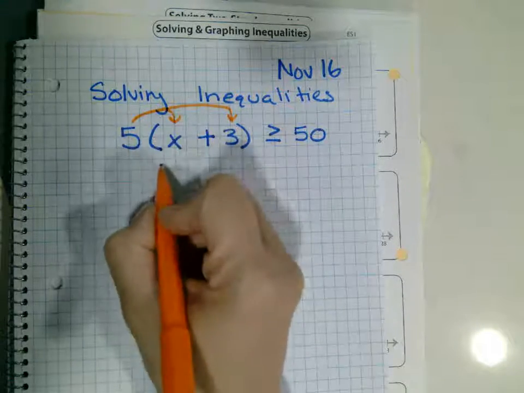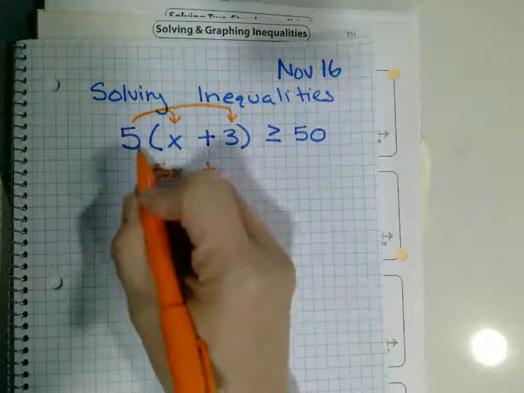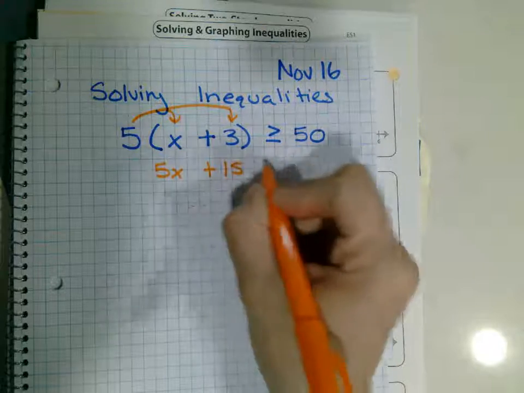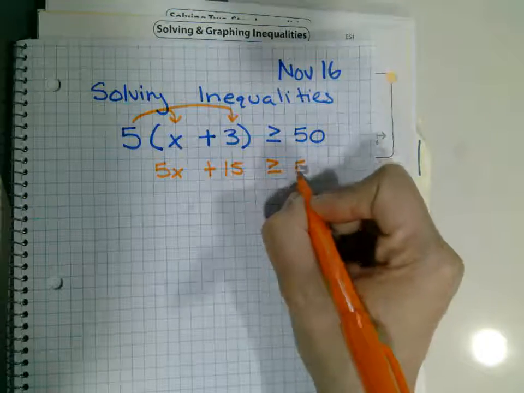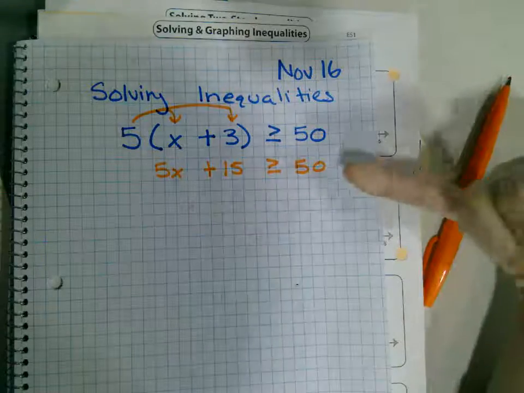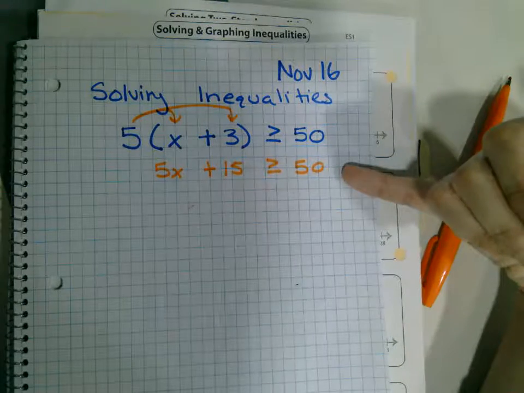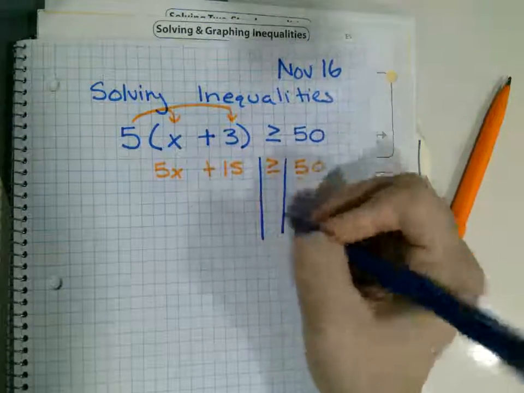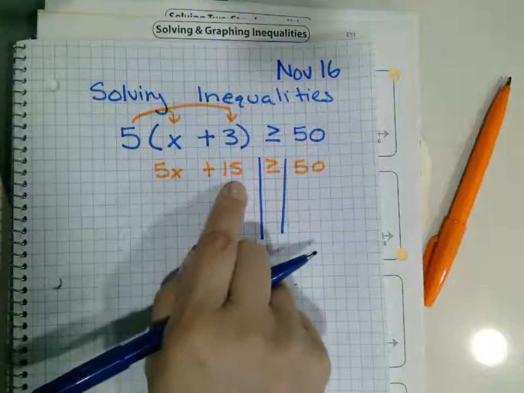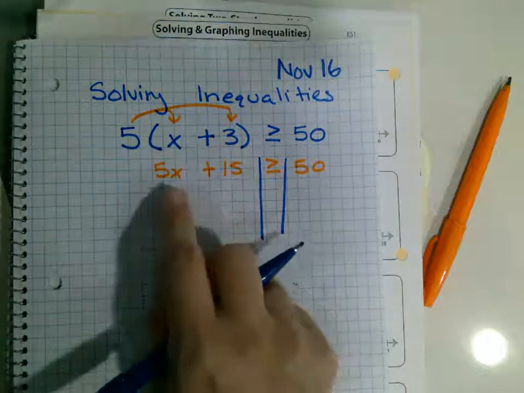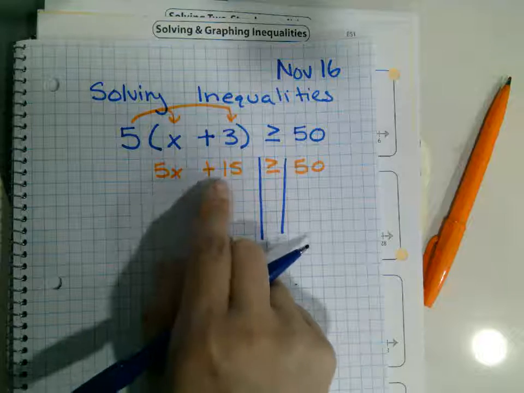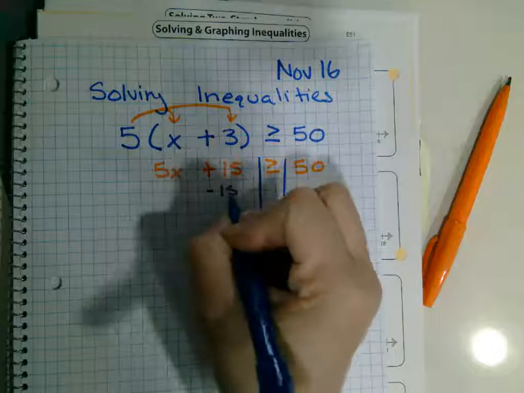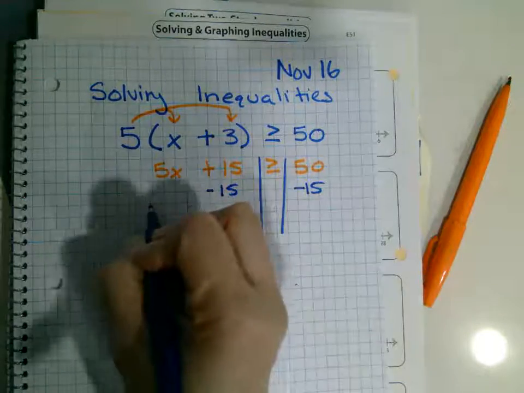So 5 times x gives you 5x plus 5 times 3. 5 times 3 gives you, that's right, 15. Then we bring down the inequality symbol, just like so. Now what we're left with is a two-step inequality, which is what we learned yesterday. So you're going to draw your bars. Which number do I move first, the 5 or the 15? The number that is furthest away is the 15, so that's the first number we move. So I'm going to move the 15 by minus 15, minus 15.